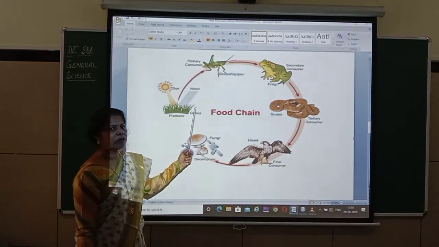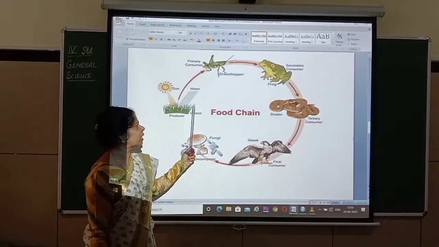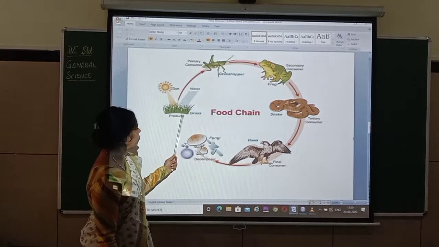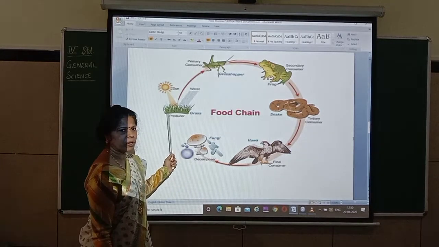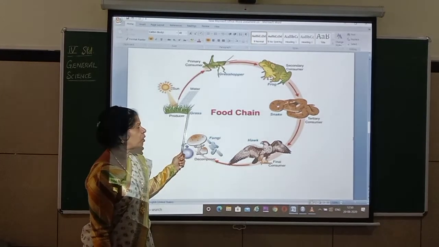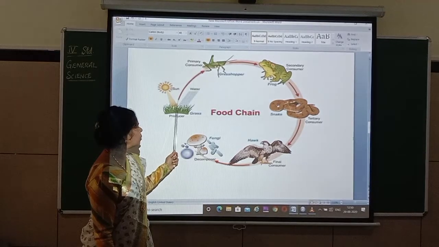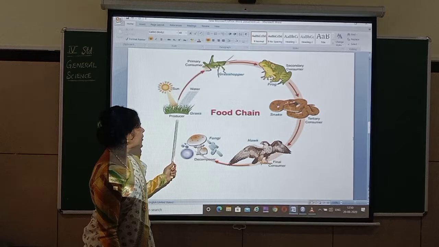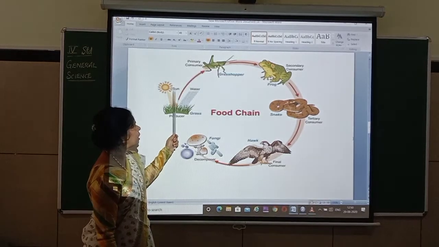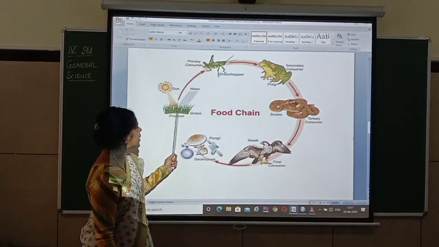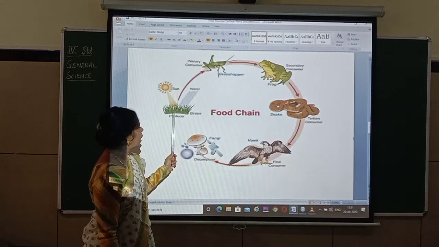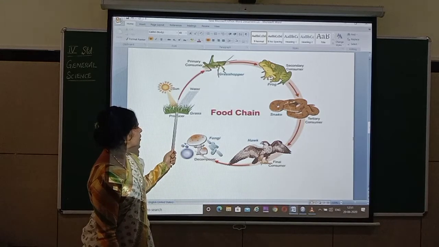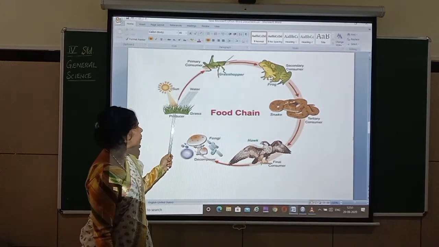So how does the energy flow from one organism to another organism? See, this is grass. We call them producers, means they are going to prepare the food. Where is it grown? It is grown in the soil. With the help of sunlight, water, minerals and carbon dioxide, plants are going to prepare the food. And water is also there, everything is there. So the plant has already prepared the food.